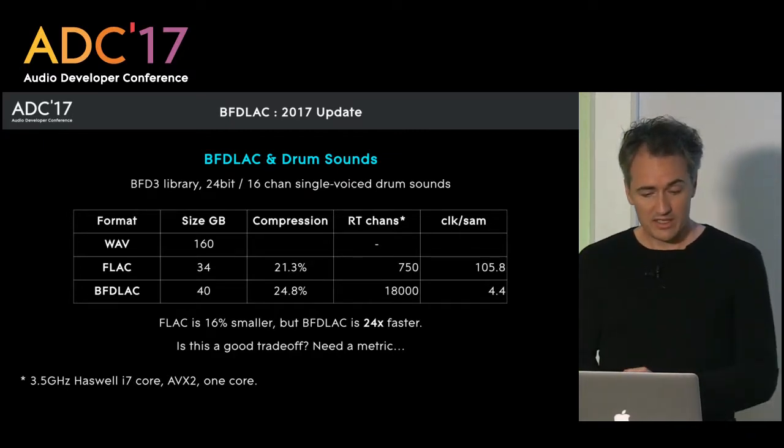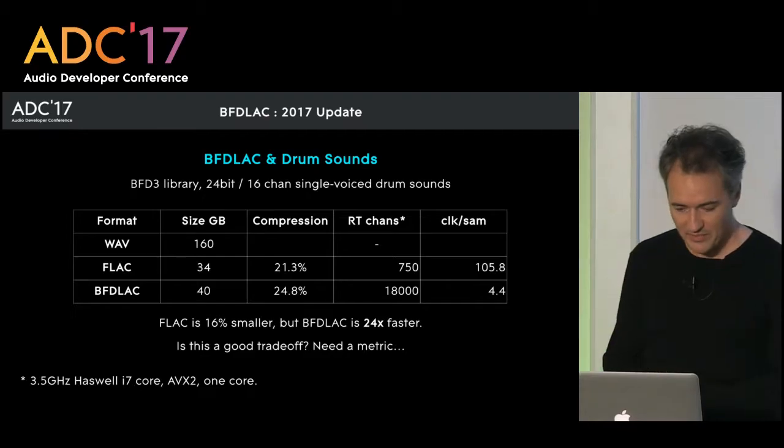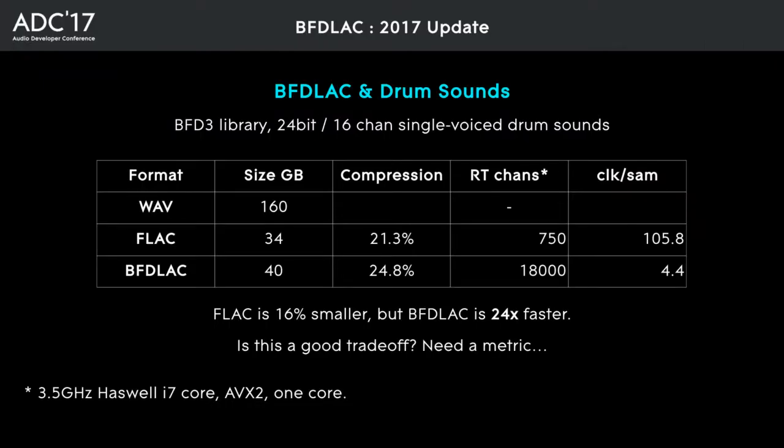So what does this actually get us? Let's see where the BFDLAC results go. So in the BFD3 library case, we had 160 gigabytes of sound of WAV. FLAC can compress that down to 34, and BFDLAC manages to bring it down to 40 gigabytes. And so you can see the compression ratios that FLAC's 21.3% of original size, BFDLAC is 24.8, not that far behind. But the really interesting thing is the number of real-time channels that a single core of my test machine, at 3.5 gigahertz Haswell i7 with AVX2 enabled, 1 core, the number of decode channels it can support.